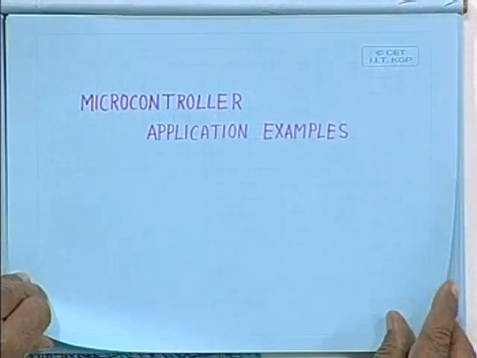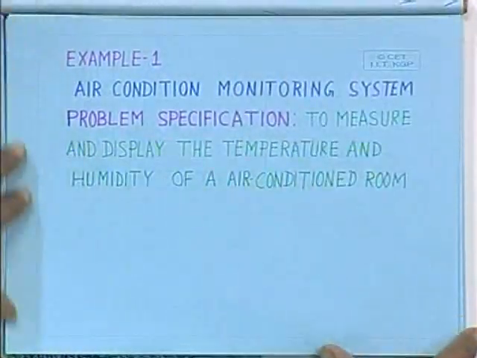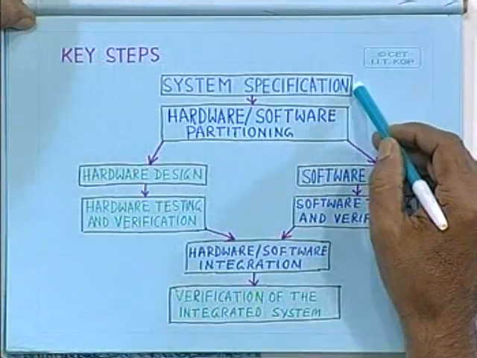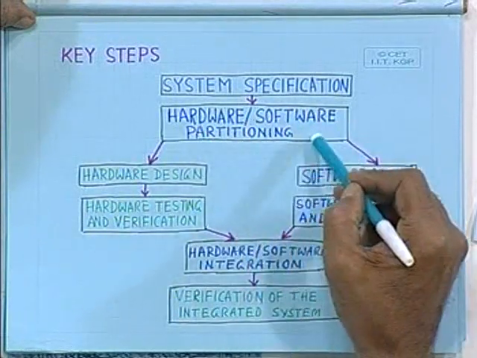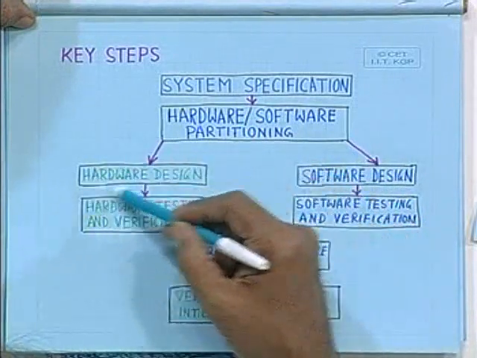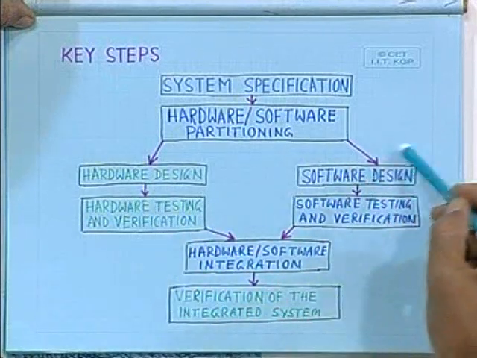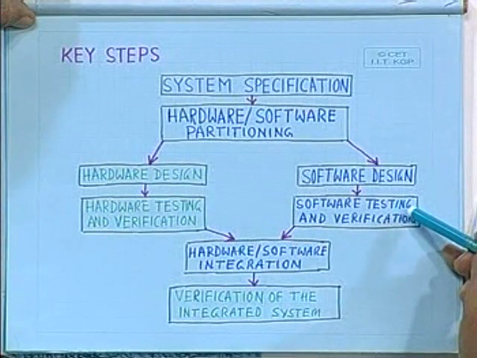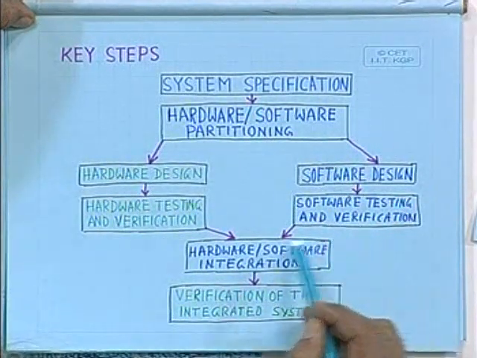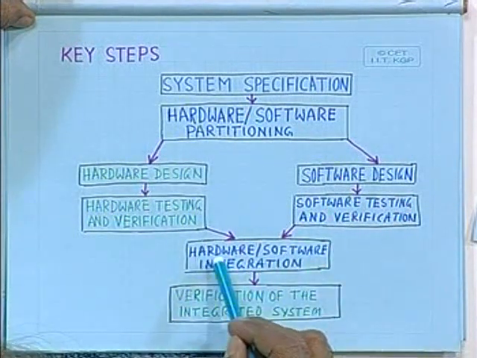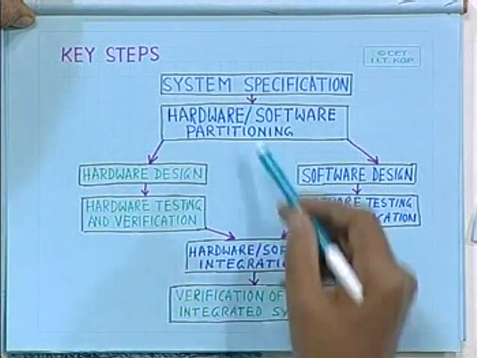And as you know, we have to follow this sequence. First of all, we shall consider system specification, and we have to do hardware-software partitioning. Then, once the partitioning is done, the hardware part will follow this path. We have to do hardware design. Then, after the hardware is designed, we have to do hardware verification and testing. Similarly, for the software part, we have to do software design, then software testing and verification. And once both hardware and software are independently developed and tested, they have to be integrated. That's why there is a step known as hardware-software integration. And obviously, once you integrate, you have to verify the integrated system. So these are the steps to be followed.